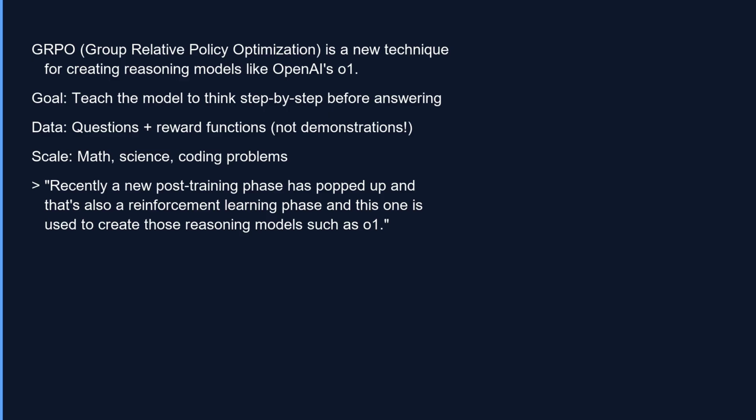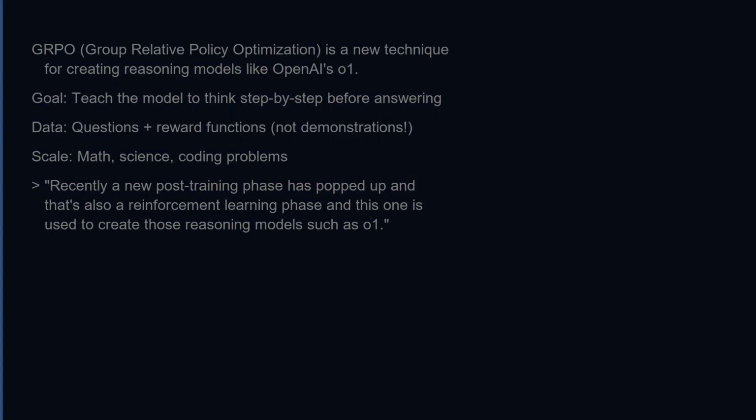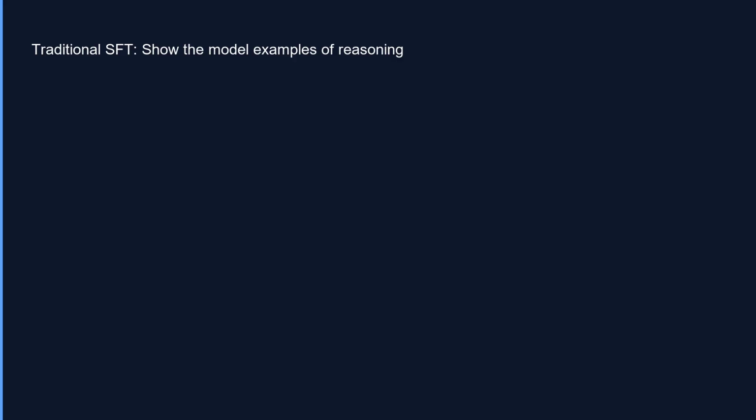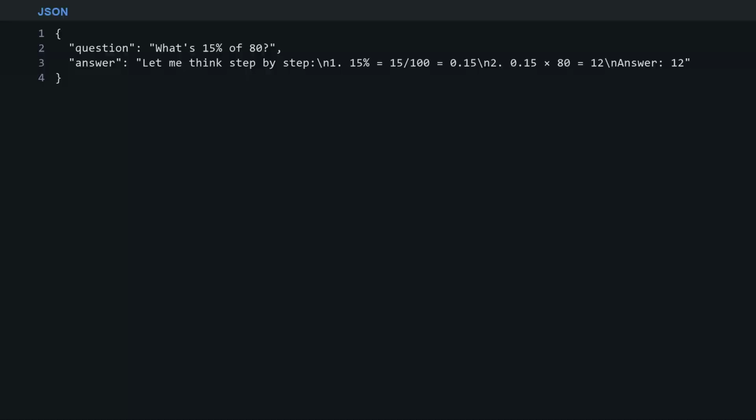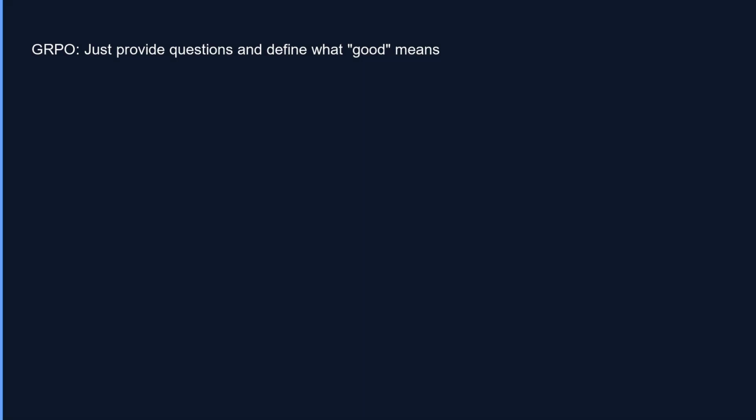Recently, a new post-training phase has popped up, and that's also a reinforcement learning phase, and this one is used to create those reasoning models such as O1. Traditional SFT shows the model examples of reasoning. With GRPO, you just provide questions and define what good means.